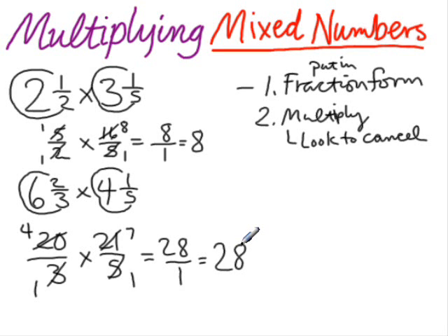That's all there is to multiplying mixed numbers. Just follow the steps. Put in fraction form and then multiply just as usual, always looking to see if there are numbers that have common factors where we can do some canceling.